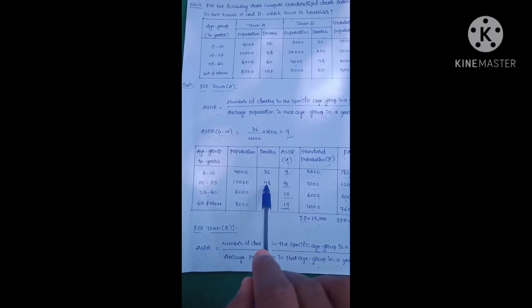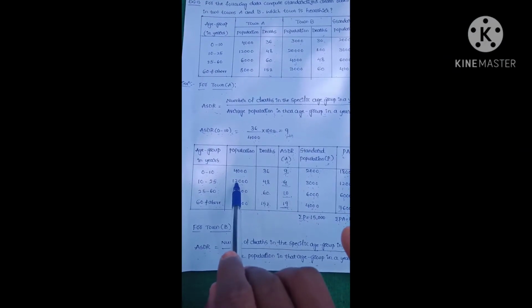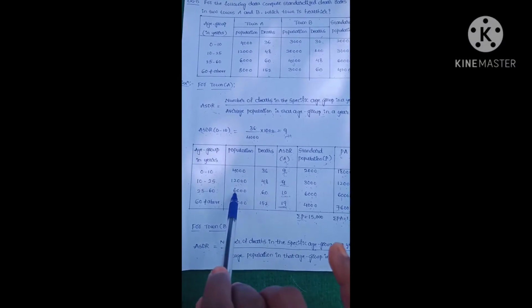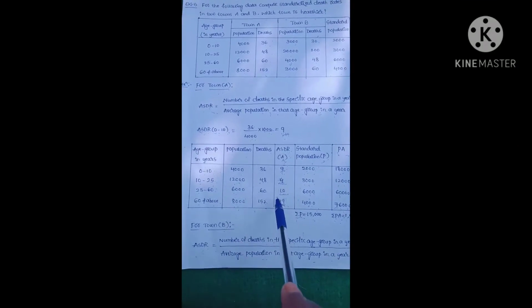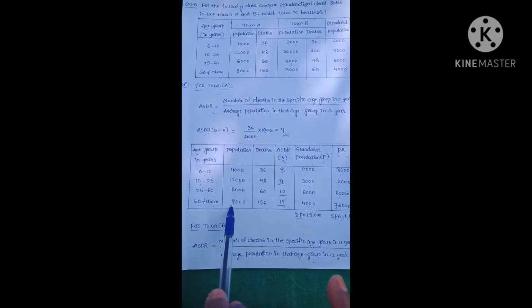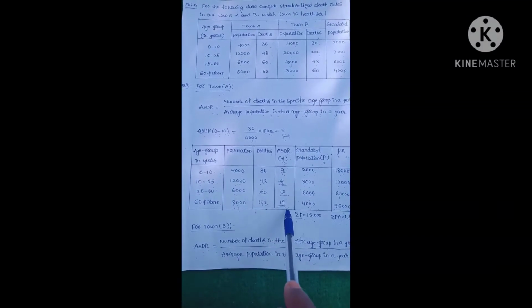What is the death value here? 48 divided by 12,000 into 1000. Then we get the value of 4. Next, 60 divided by 6,000 into 1000. Then we get the value of 10. 152 divided by 8,000 into 1000. Then we get the value of 19.